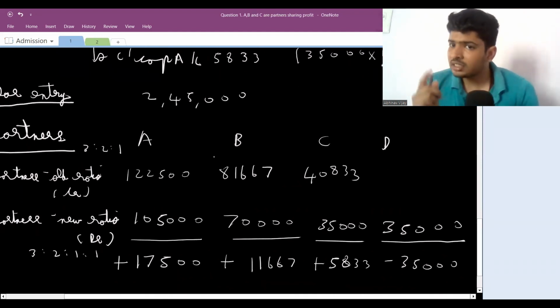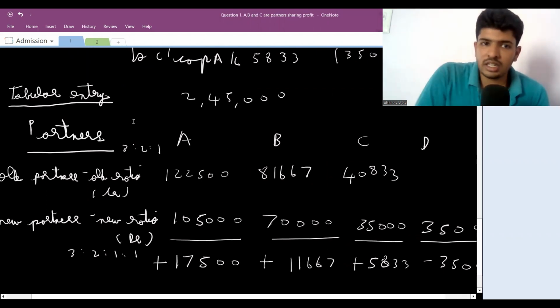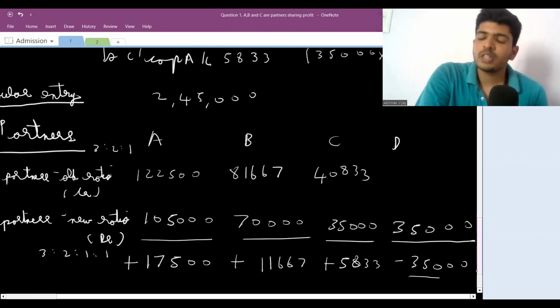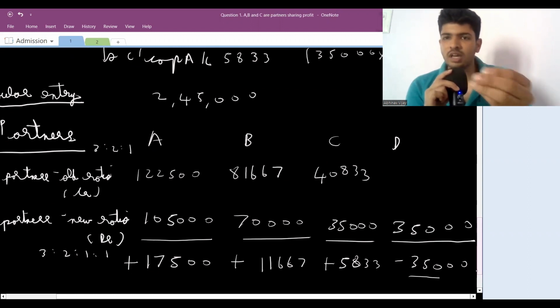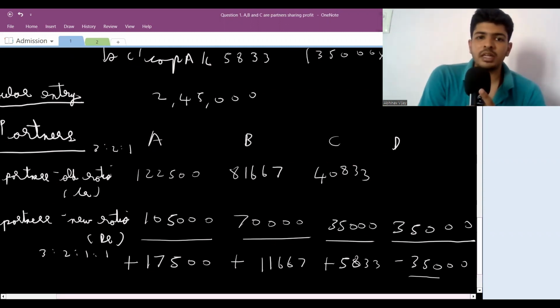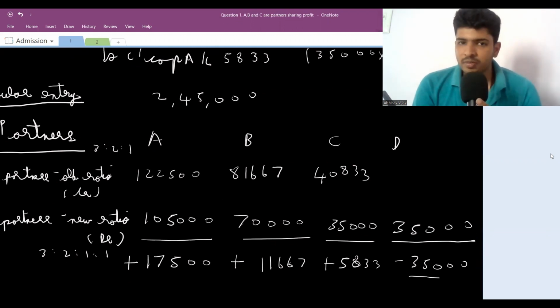Now, this is exactly what we did. In the question, D's share of goodwill is already given. Correct? If it was not given, we would just take 1/7, that is his new share in the total goodwill of the firm, and find D's share of goodwill. That is easy. But to find A, B, and C's adjustment amount, we need to do this tabular entry. This is the easiest method, and this is what you'll do in the exam also.